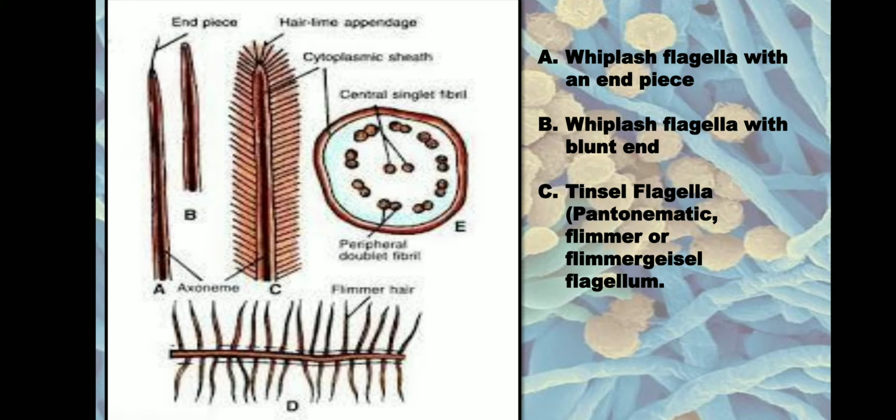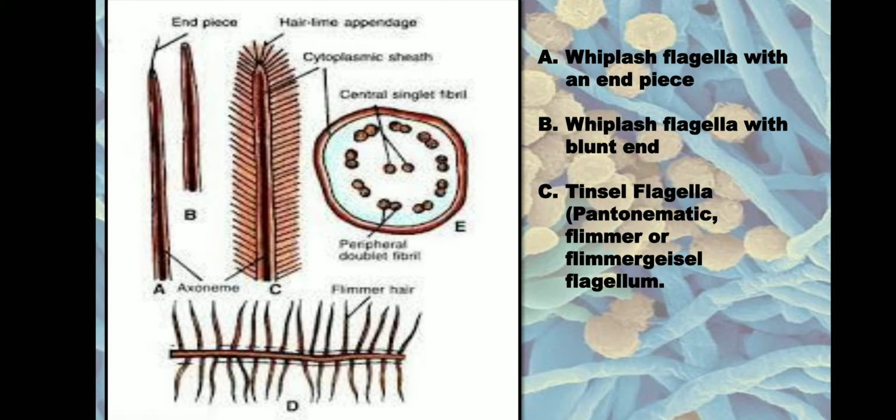Usually we get to see three kinds of flagella. The first type is the whiplash flagella with an end piece. Now this image which you can see is a whiplash flagella. This whiplash flagella has a central axonema which is surrounded by a cytoplasmic sheath, and at the end the axonema runs in to form an end piece. So whiplash flagella with an end piece is the first type of flagella that we are going to see.